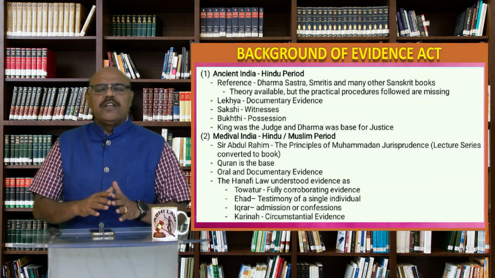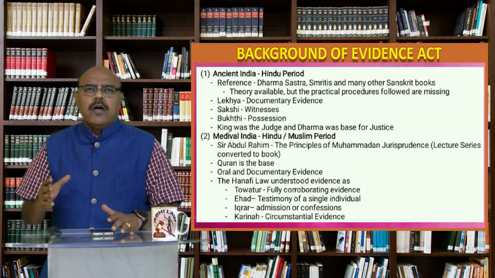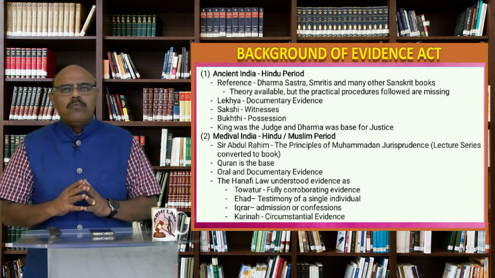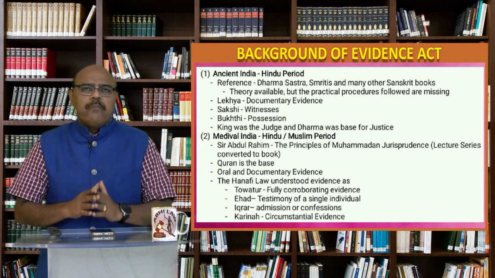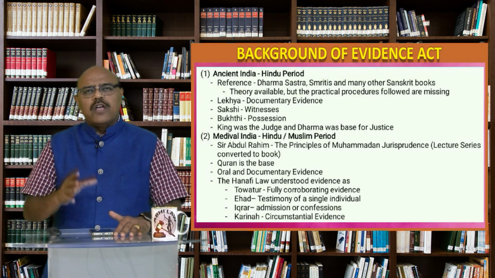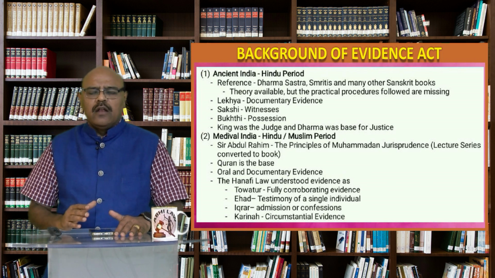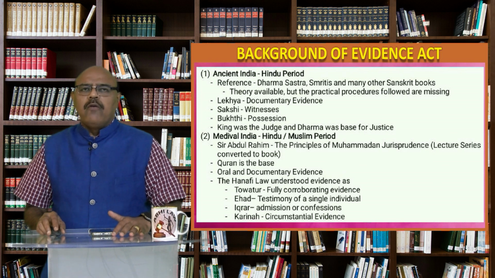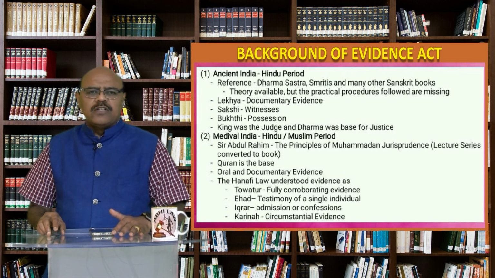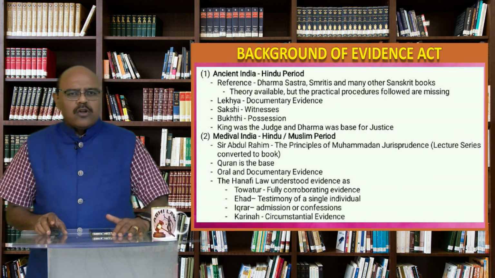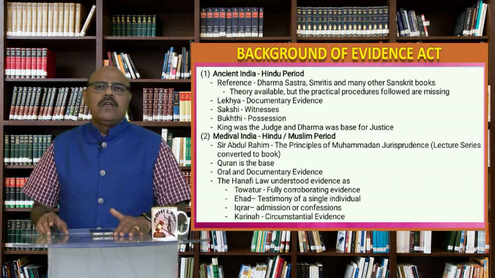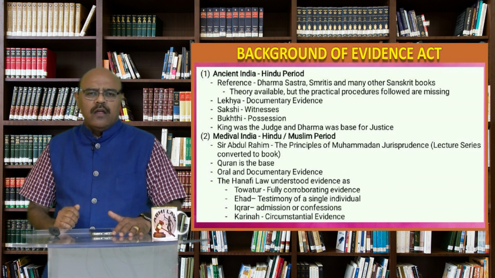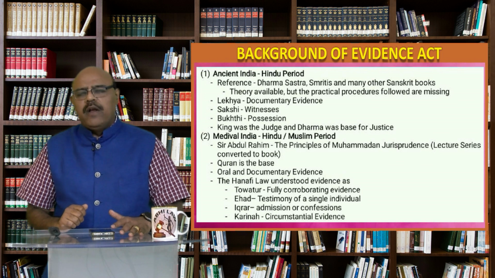Now, after ancient India, the Mughal Empire invaded India, and the Mughal rule started, which is called medieval India, where Hindus and Muslims were staying together. Sir Abdul Rahim, in The Principles of Mohammedan Jurisprudence, which was a lecture series converted into a book, talks about the Quran being the base of evidence at that time when Muslim kings were ruling. There were oral and documentary evidence.